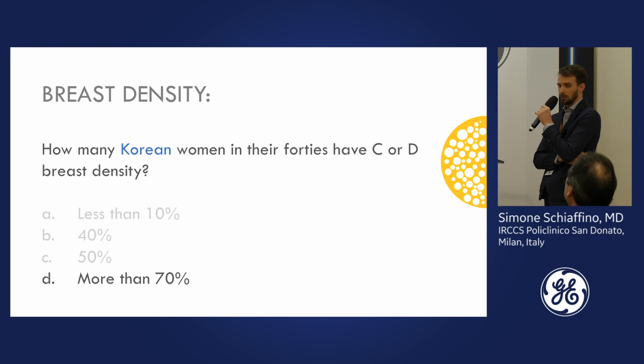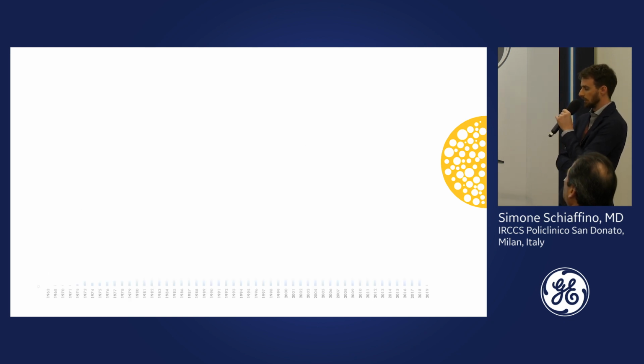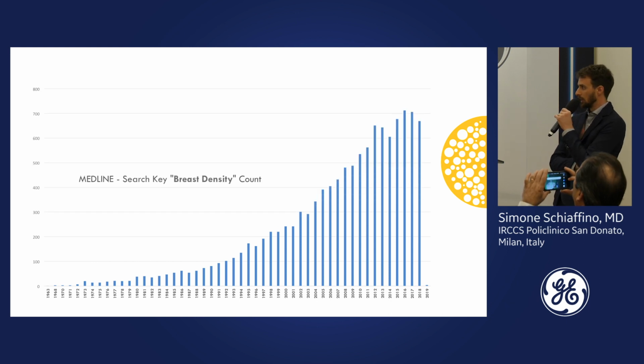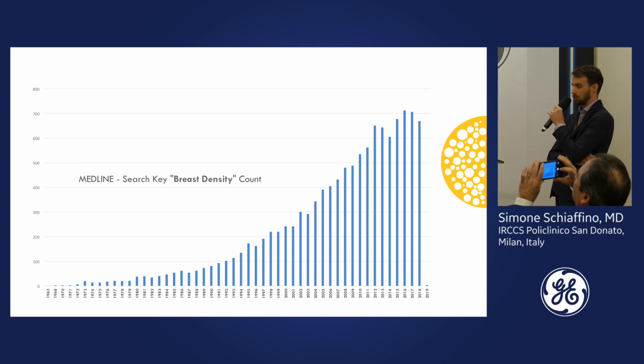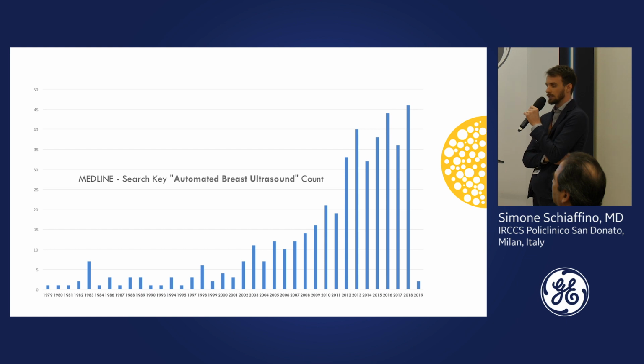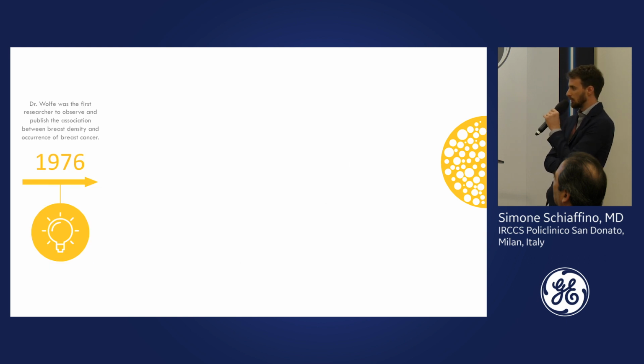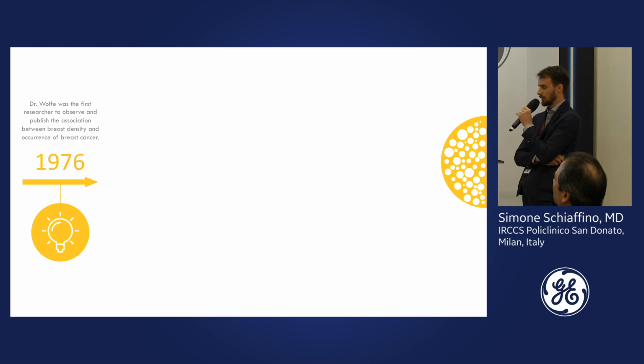So these women are very common, and this trend demonstrates that breast density is a very hot topic, followed by, take your picture if you want, the trend of publication about automated breast ultrasound that is increasing over the years. The history of breast density as independent risk factor for breast cancer starts in the 70s, when Dr. Wolf published 2 papers about it on Cancer and AJR.